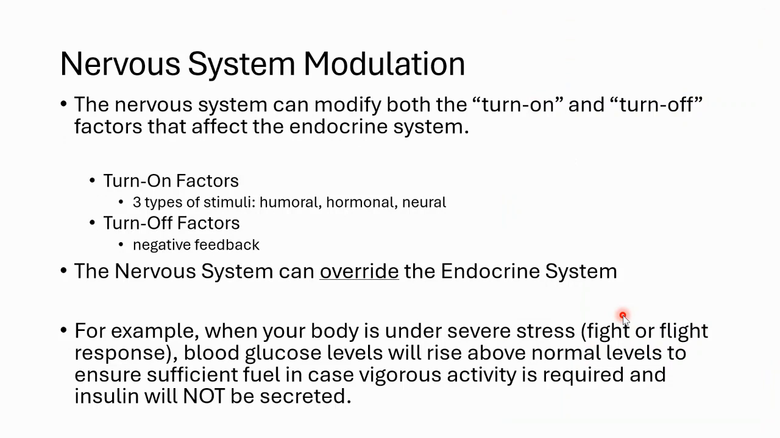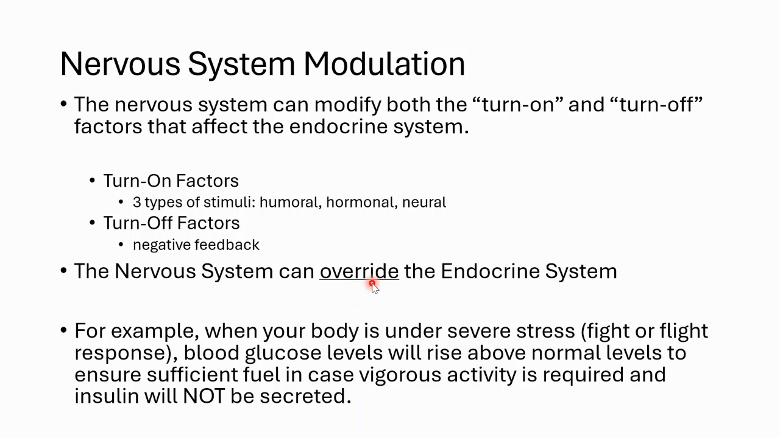Now, the nervous system can modify both turning on and turning off factors that affect the endocrine system. Again, there are three types of factors that stimulate: humoral, hormonal, and neural. And then you've got factors that inhibit, which is going to be negative feedback. We mentioned that previously, how when you have an excess presence of hormone in the bloodstream, such as thyroid hormones, they can then go back and tell the hypothalamus, hey, quit causing the release of thyrotropin releasing hormone. We don't need any more. So those inhibitory factors would be your negative feedback.